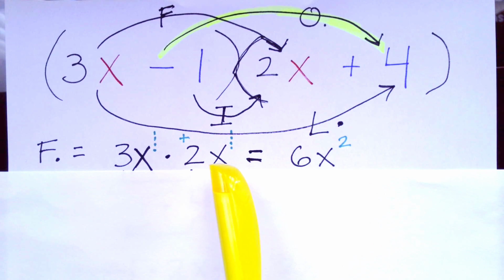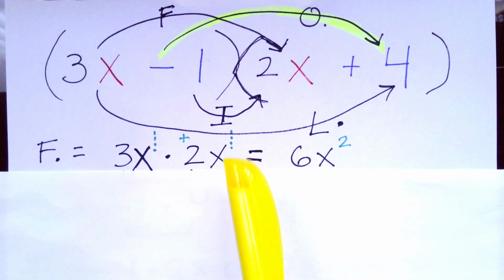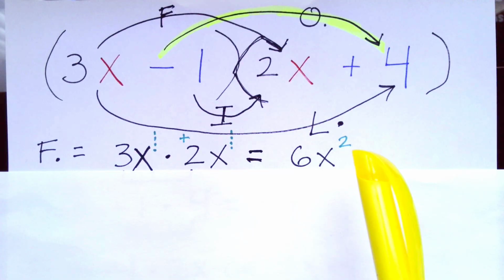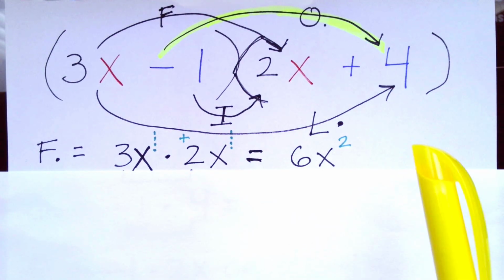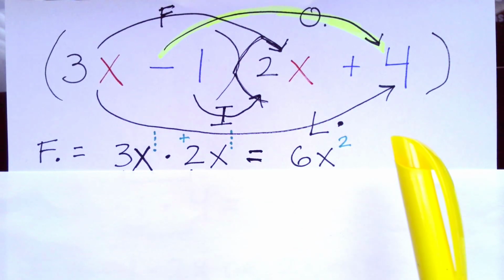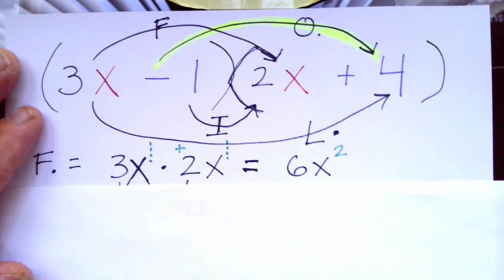I've got two x values, and the rule is when you multiply and the base is the same, you keep the same base x. However, when you have exponents, you add the exponents. Invisible 1, that's x to the first power, times x to the first power. 1 plus 1 is 2, so you get x squared. If that's not familiar, please check out my videos on exponential rules. I go over all of the rules: adding, subtracting, multiplying, dividing. Check it out.